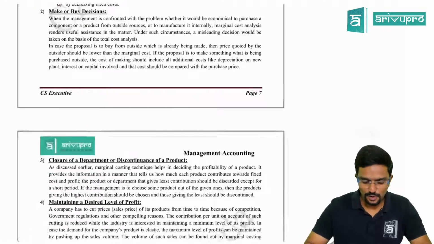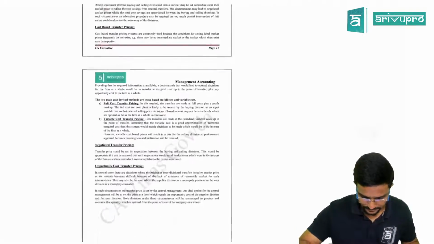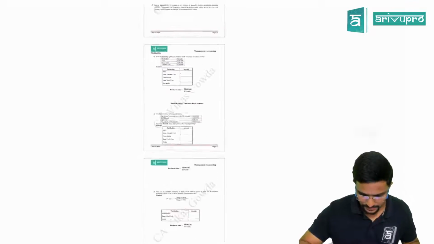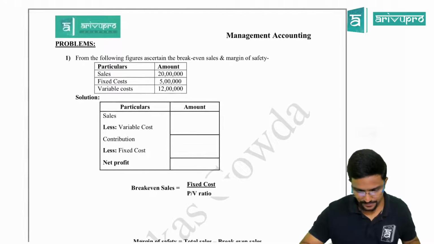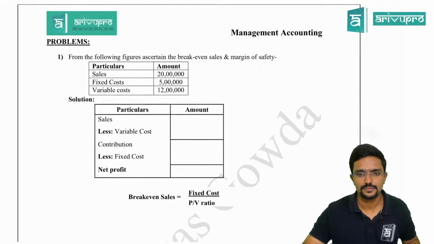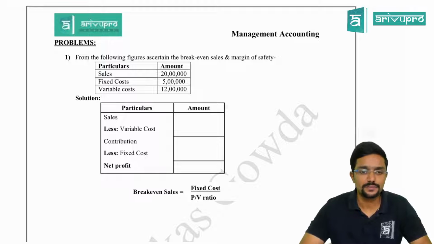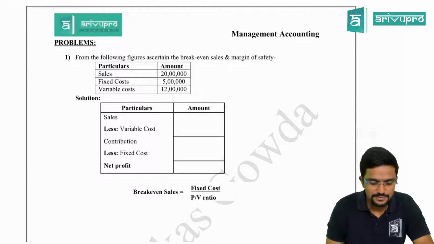Yeah, come to the problems now. We will do some problems on whatever we have discussed till now. Interesting questions. Come to the end of this chapter. Please open your notebook. Give the heading, that is name of the chapter. We'll start with the first question. From the following figures, ascertain break-even sales and margin of safety.